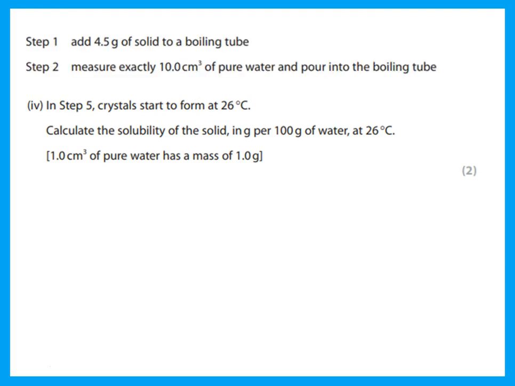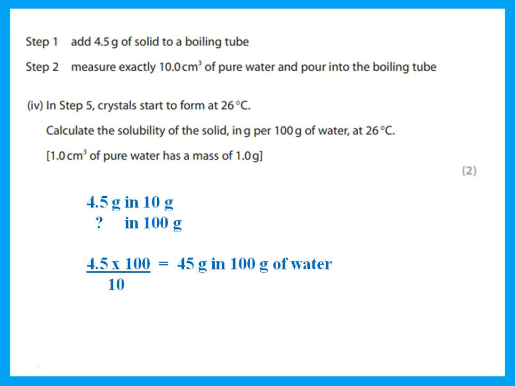So if we go back, you will find that what he did was he added 4.5 grams of solid, and then he added to it 10 centimeter cubed of water. So that means that he put 4.5 grams in 10 centimeter cubed. Remember, for water, the volume is the same as the mass because the density is 1. So 4.5 grams in 10 grams of water. He wants how much will dissolve in 100 grams of water. So the cross multiplication will give you 45 grams in 100 grams of water.